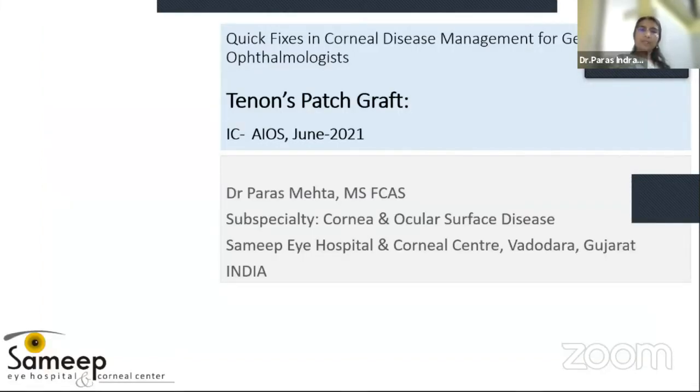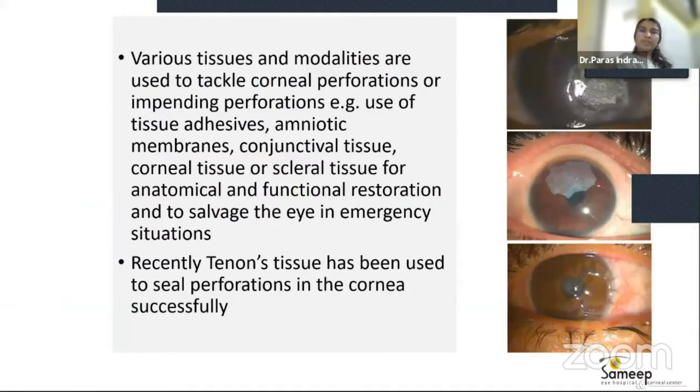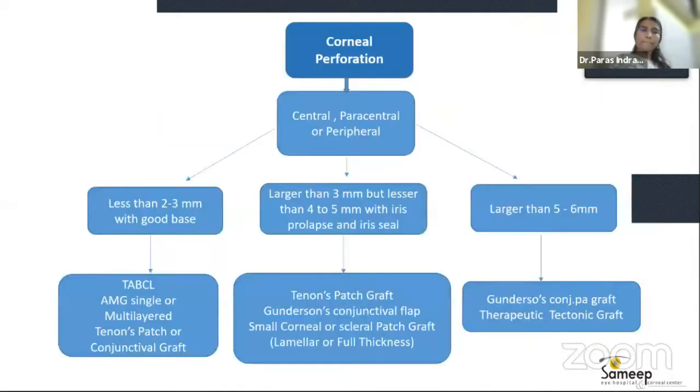Yes, Paras. So, second is about tenons patch graft. Various tissues and modalities are used to treat corneal perforations or impending perforations, as for example, use of tissue adhesives, amniotic membranes, conjunctival tissue, corneal tissue, or scleral tissue for anatomical and functional restoration and to salvage the eye in emergency situations. Recently, tenons tissue has been used to seal perforations in the cornea.